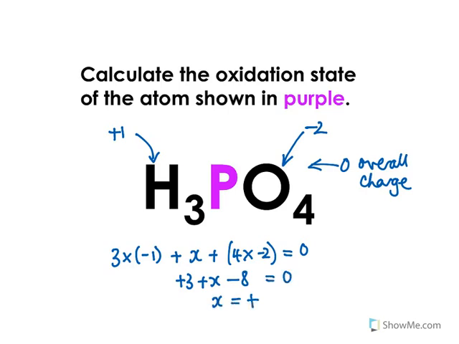So X must be equal to +5, which is why we would normally call this phosphoric(V) acid. Phosphoric(V) acid, like so, where this V refers to the +5 oxidation state of phosphorus within that acid.